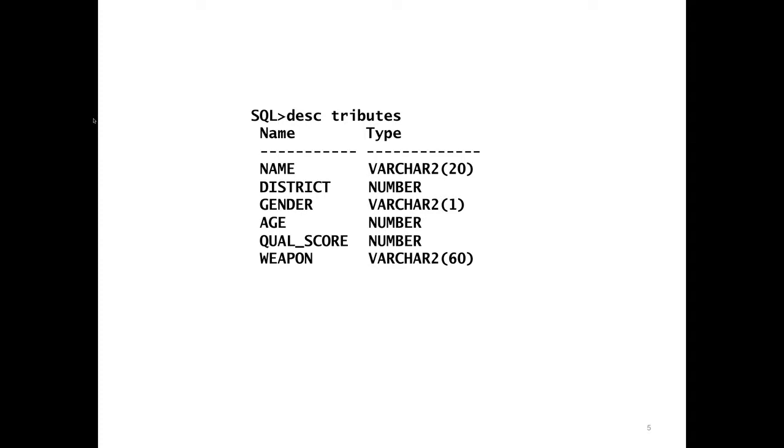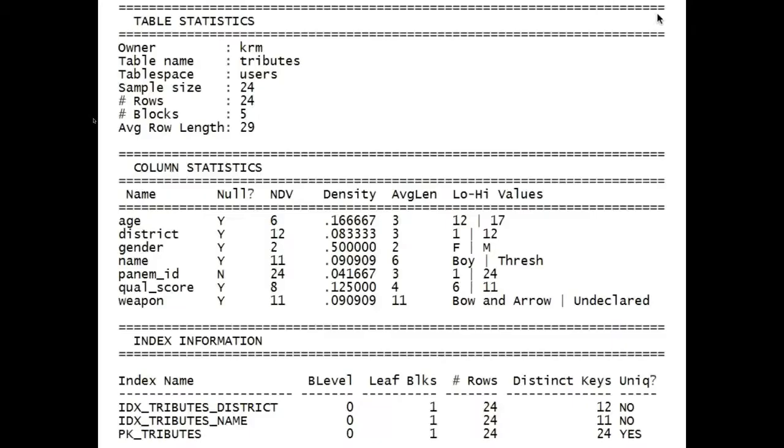The table is called tributes. For those of you who are fans of the Hunger Games, this is a tribute to the tributes of the Hunger Games. So in this table we have just 6 columns: name, district, gender, age, qualification score, and weapon. So just some very basic information. And if we look at the statistics that are derived once this table is populated, what you'll see here along the top is that the table has 24 rows in it.